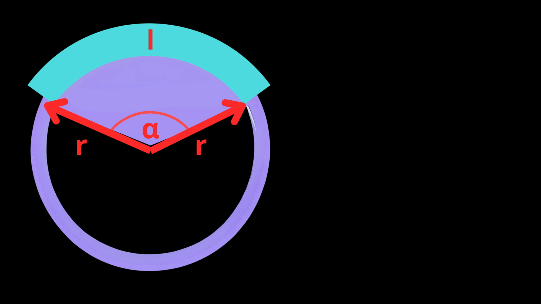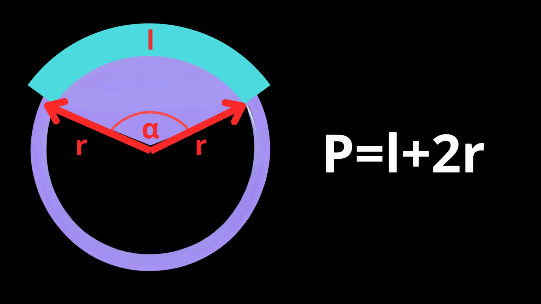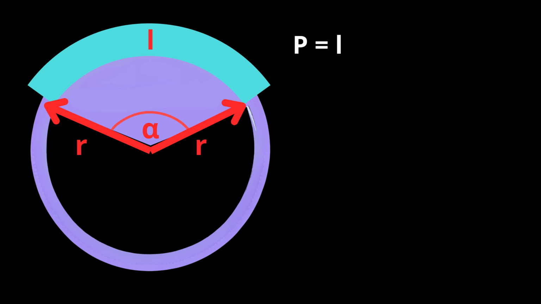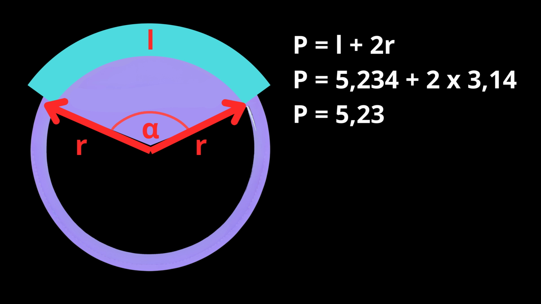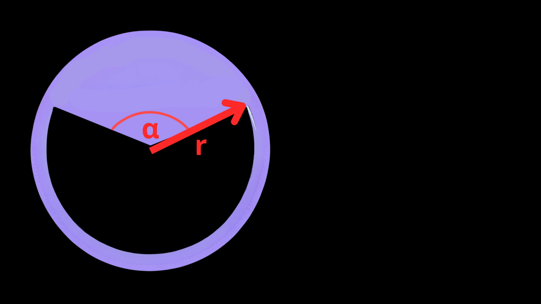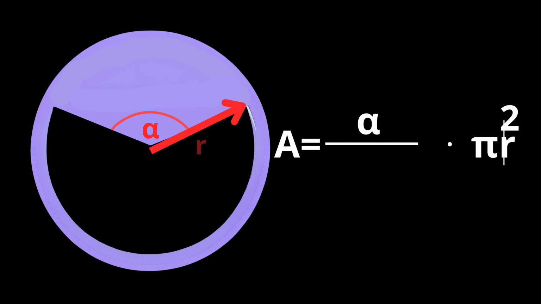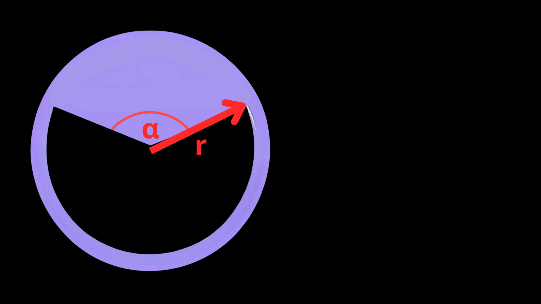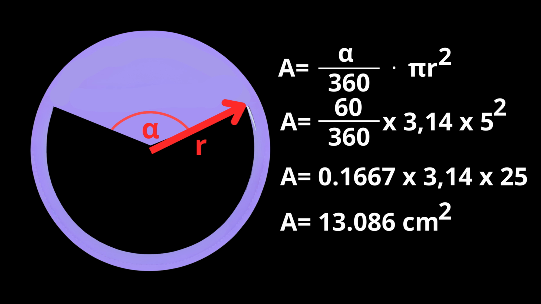When we have the arc length, we calculate the circumference of the circle sector using the following formula. We substitute the values. And now, we will calculate the area of the circle sector using the formula. We substitute the values.